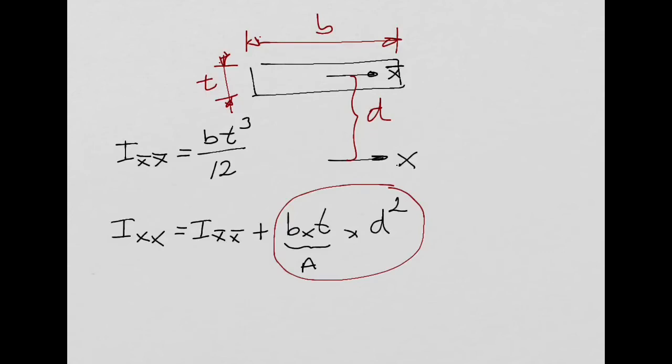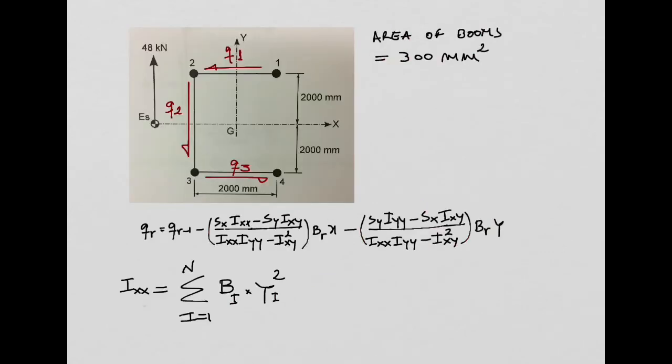If you look closely, this B_i is the area of the boom. And this is the square of the distance to the neutral axis, right? So basically what we assume here is that the area is lumped on the boom. And if I want to calculate the contribution to the second moment of area of boom number 1, I just need to multiply the area of this boom by the square of the distance of the boom to the neutral axis. Okay?